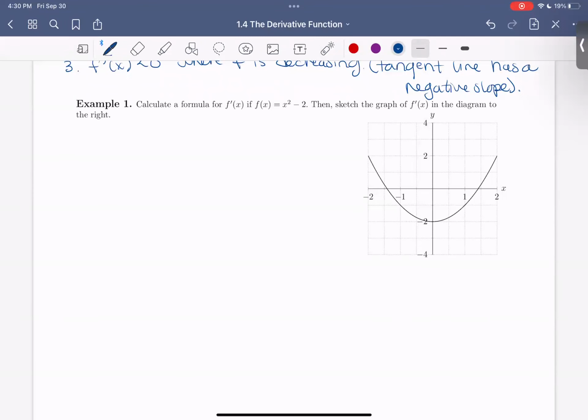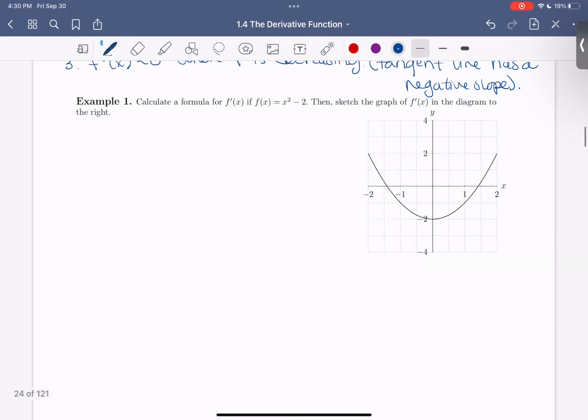Hello, everyone. In this video, we're going to be covering example 1 from the notes on section 1.4, the derivative function. So in this example 1, it says calculate a formula for f prime of x if our original function f of x is equal to x squared minus 2. Then sketch the graph of f prime of x in the diagram to the right.